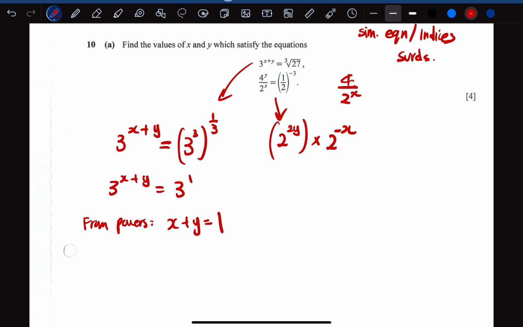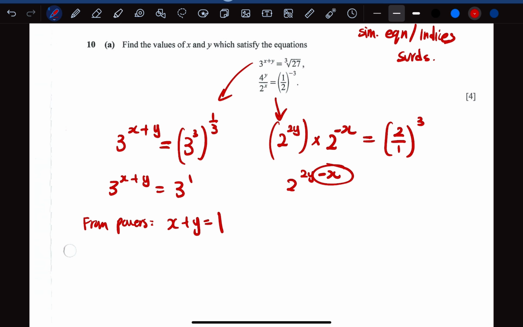After you have this, on the right hand side over here, we deal with the negative power first. Basically my numerator and my denominator swap. So in the end I get 2 over 1, and my cube still remains there, so it's a cube outside. Okay, we simplify this equation over here. We just get 2 to the power of 2y minus x, because when we multiply, the powers add. But since here is minus, we keep the minus. And this equals 2 to the power of 3.